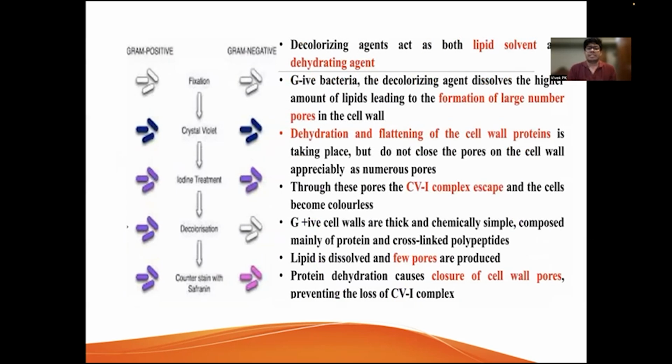The decolorizing agent acts as both a lipid solvent and a dehydrating agent. We know that the gram-negative cell wall is rich in lipid. So after adding the decolorizing agent, pores will form and all the CVI complex will escape from the gram-negative cell walls.